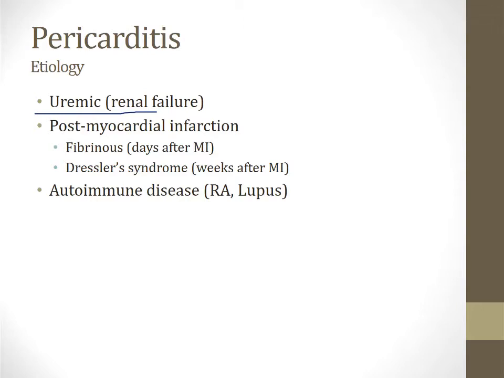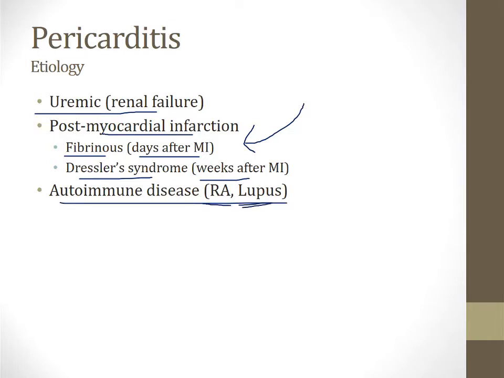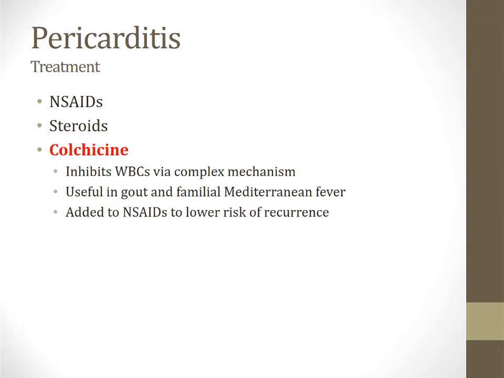There are two forms of post-myocardial infarction pericarditis. One's called fibrinous, which occurs days after an infarction. The other is called Dressler's syndrome, which occurs weeks after infarction. And I talk about both of these in the video on cardiac ischemia. And then finally, patients with autoimmune diseases like rheumatoid arthritis or lupus often develop autoimmune pericarditis as a complication of their condition. The treatment is very straightforward.